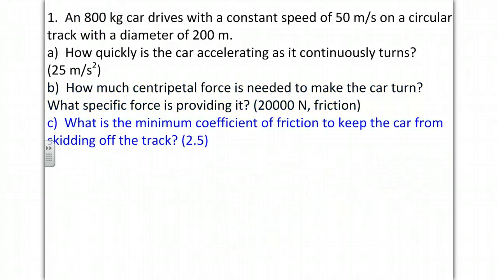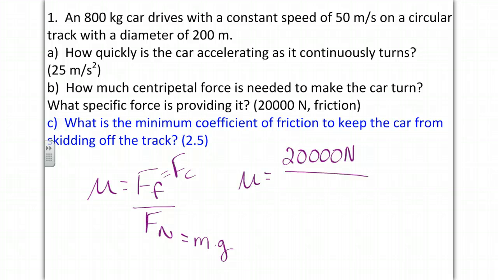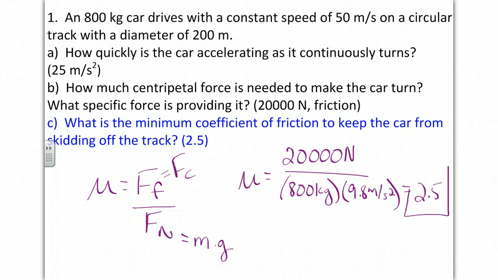Part 3, what is the minimum coefficient of friction? Coefficient of friction is the force of friction divided by the normal force. The force of friction is actually going to be the same as our centripetal force, and the normal will be our mass times gravity. And so coefficient of friction equals 20,000 newtons divided by our mass, 800 kilograms, times acceleration due to gravity, 9.8 meters per second squared. This gives us a coefficient of 2.5.